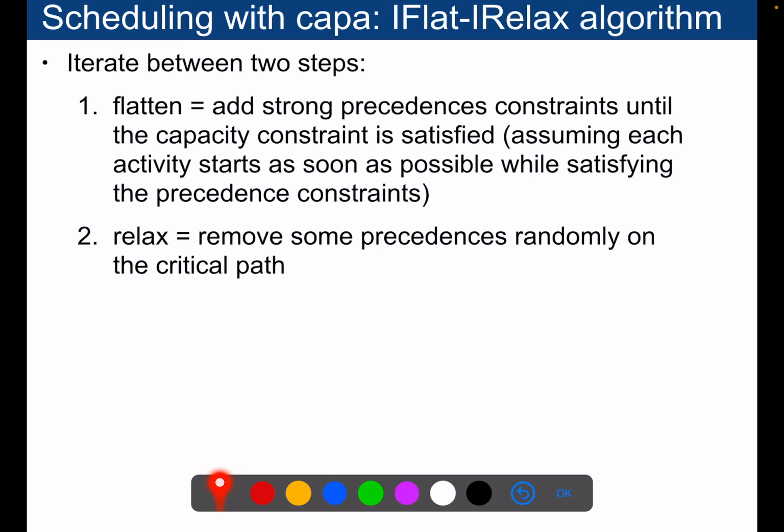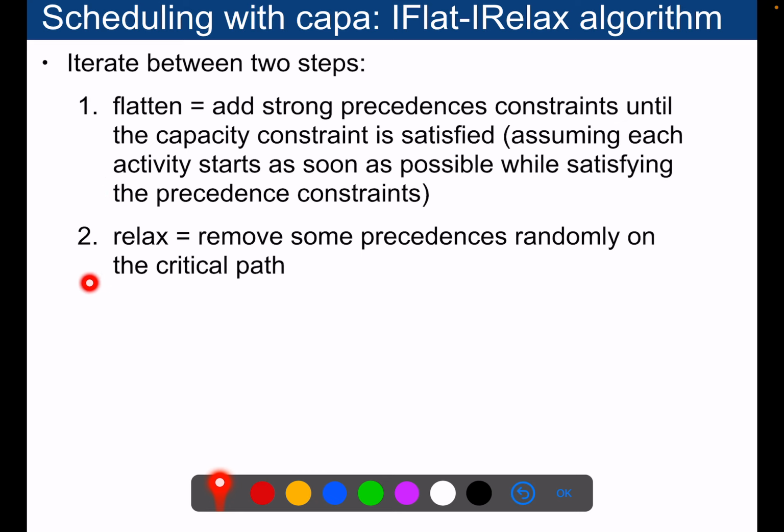The algorithm that we'll use for solving that problem is I-flat, I-relax. It's a two-step algorithm. First, we will flatten the profile, which means that we will add artificial precedences in the problem until the capacity constraint is satisfied. Okay? And we will assume that each activity starts as soon as possible while satisfying the precedence constraint. Of course, doing so, we have a feasible solution, but it might not be optimal.